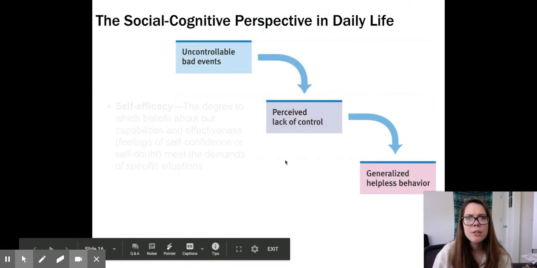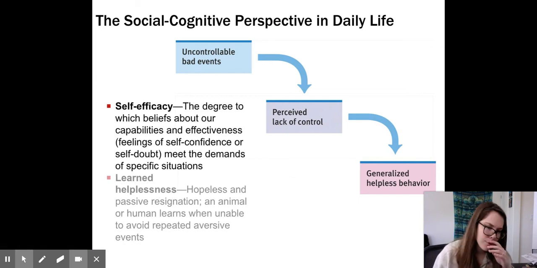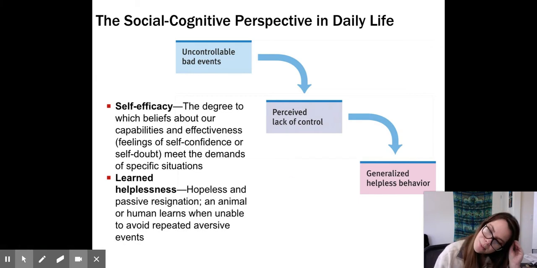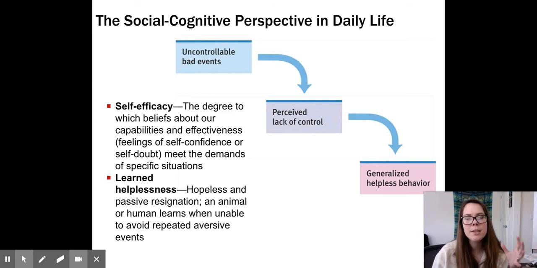And so, just a little, thinking about our social cognitive perspective, we learn again about learned helplessness and how this plays a role, right? So when we think of the social cognitive perspective, let's think about it in daily life. What happens if an uncontrollable bad event happens? COVID-19, my friends, social isolation, perceived lack of control. That's essentially 2020 wrapped in a nutshell, right? And this creates a generalized helpless behavior, right?